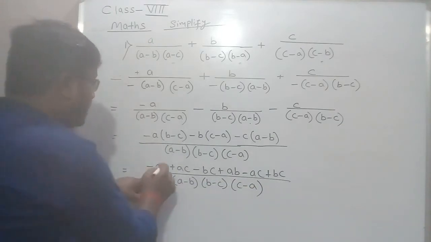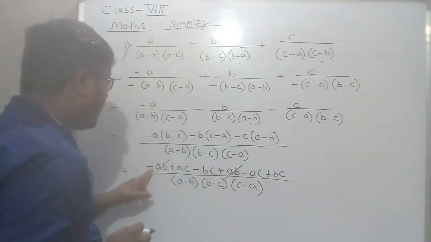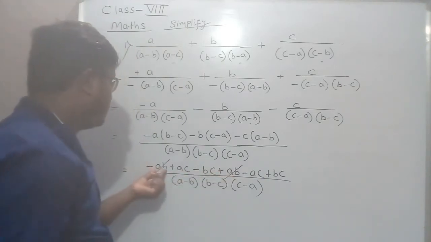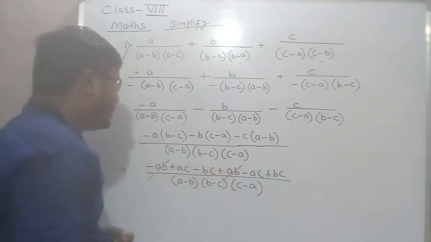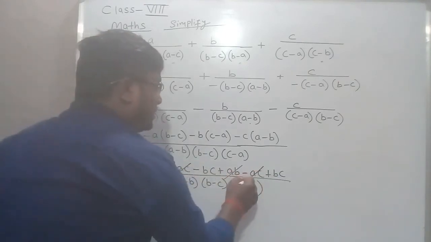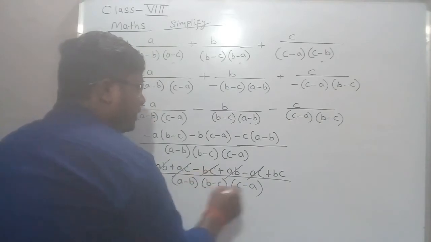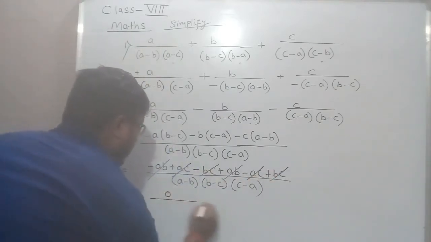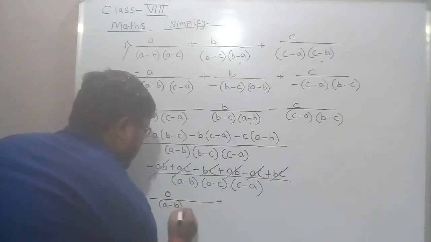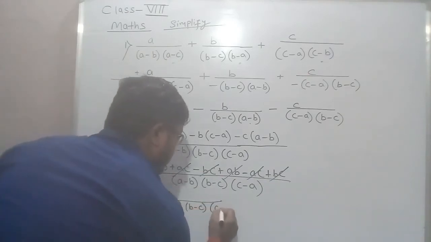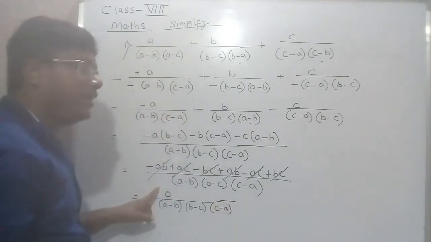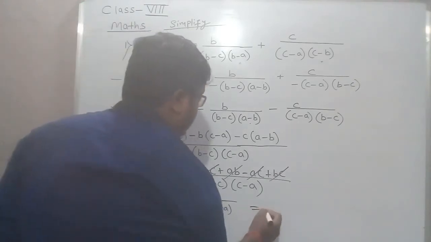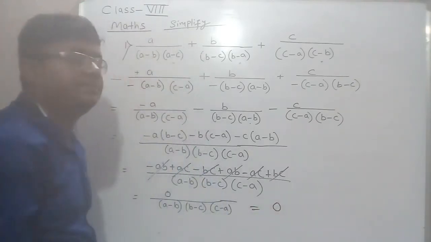So now let's see here: minus AB and plus AB is cancelled, plus AC minus AC is cancelled, minus BC plus BC is cancelled. So what is remaining there? 0 upon A minus B, B minus C, C minus A. So the numerator is 0, the denominator is A minus B, B minus C, C minus A. So what is your answer? That is 0.